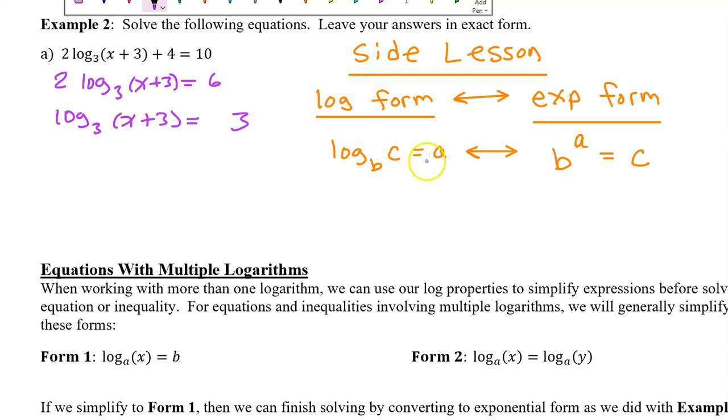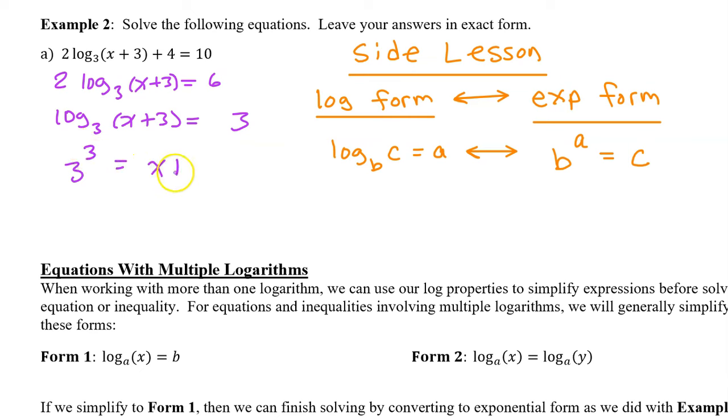If I apply this reasoning to this equation, then I will bring down the base 3 that's right here. And then the x plus 3 and the 3 will switch sides of the equation. So we will get 3 to the 3 power is equal to x plus 3.